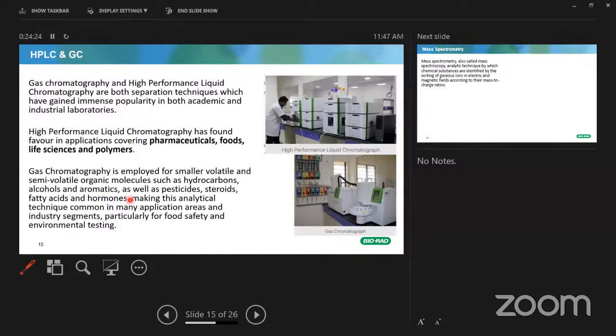So these are a little bit more selective in terms of what molecules or compounds can be detected with the help of gas chromatography, with more use in areas of food safety, environmental testing, forensics, and industrial segments. So these are the two aspects, the segments of industry which are employing HPLC and GC on a day-to-day basis.